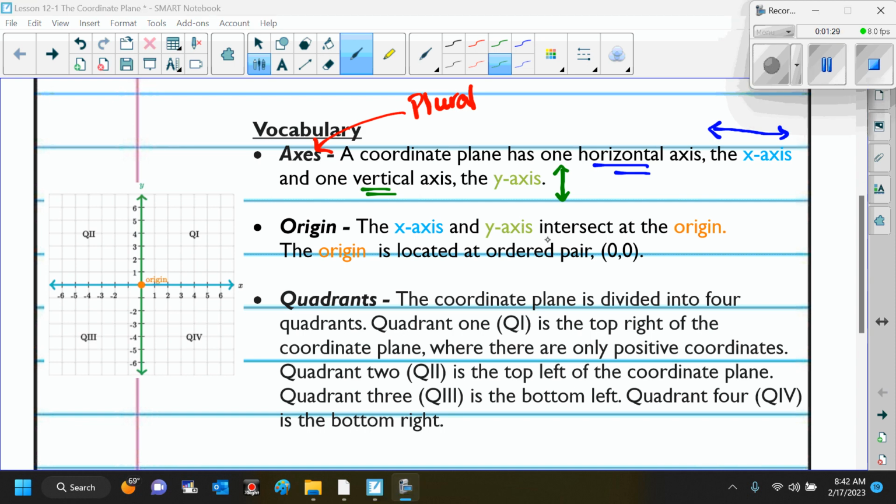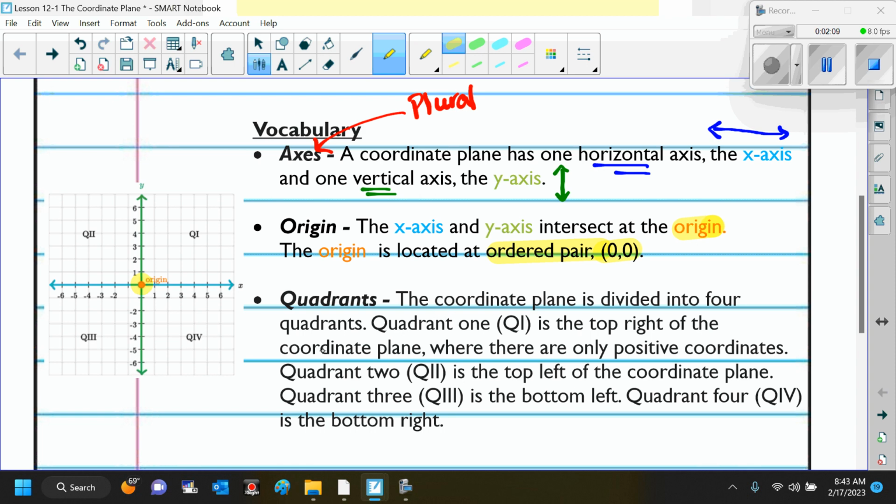Now the x-axis and the y-axis intersect at the origin. The origin is right here where they intersect, the green and the blue. I'll highlight it in yellow. Right there, that's the origin. The ordered pair that goes along with that is 0, 0. The ordered pair for the origin is 0, 0. If you look at it, it kind of looks like an owl when you write it, with the two big eyes and the little nose right there.